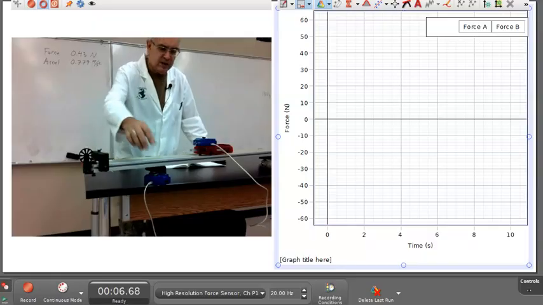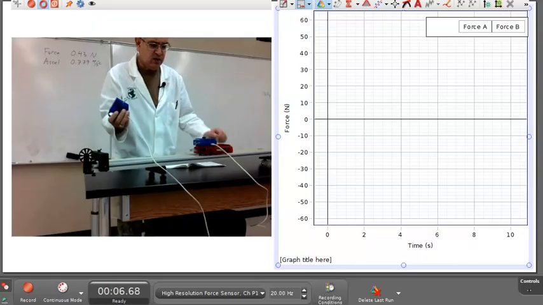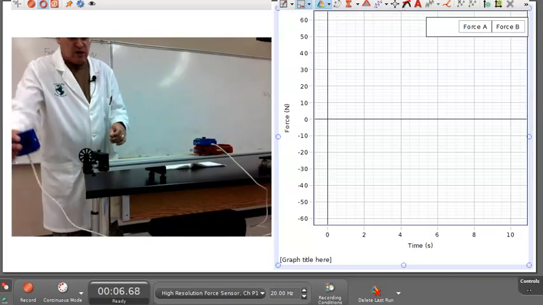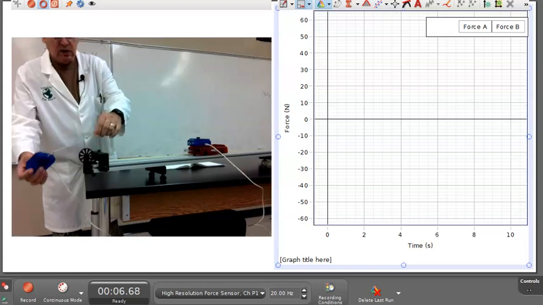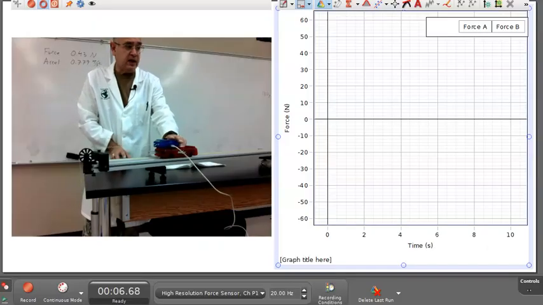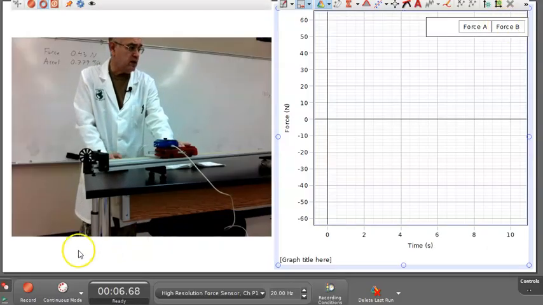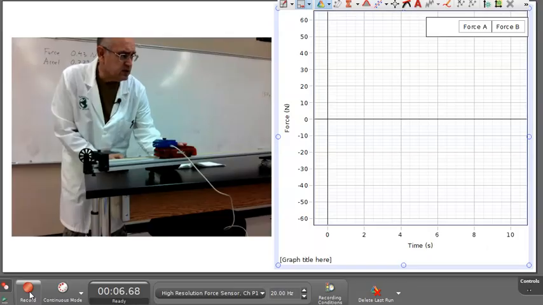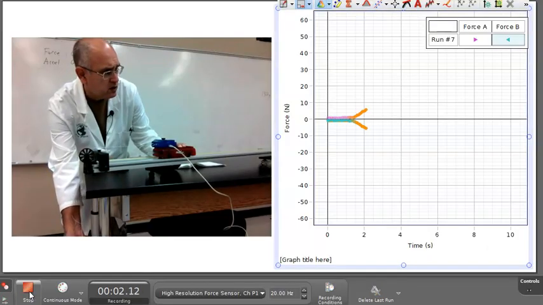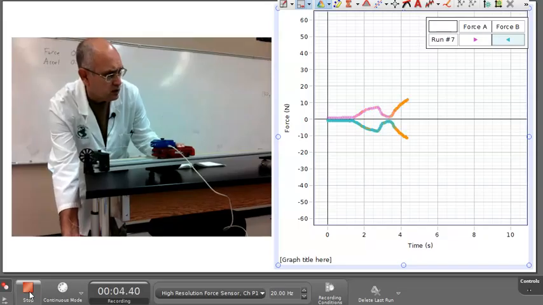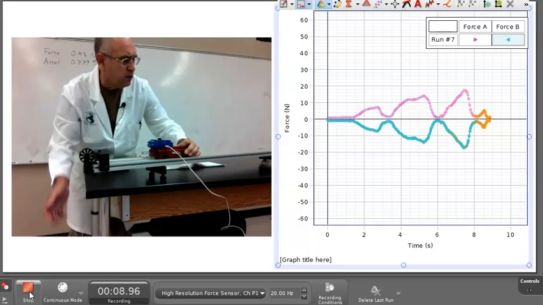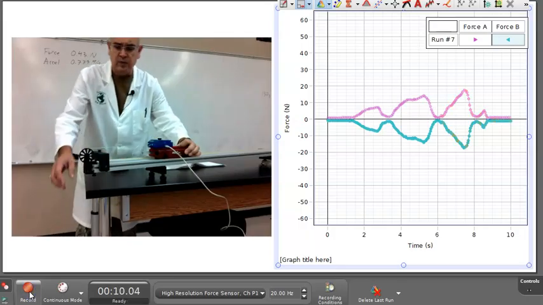We're going to zero the force sensors with no load. And then we're going to put the string on, like so, hanging it in place. And I'm going to hold this in place, and I'm going to pull with the other force sensor, and let's see what happens. So we zero that, we pull with the force sensor, and there we go. You see? We see that the forces are equal and opposite.